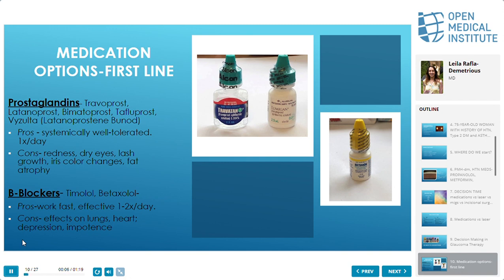So the prostaglandins, we all know them, the little green bottle: travoprost and latanoprost and bimatoprost, tafluprost and Vyzulta. So the pros of these are they're really well tolerated systemically, sometimes a little headache, sometimes GI upset, that's pretty rare. And they're only one time a day, so they're easy to take. The cons are mostly topical, but they're significant. They can cause really red, dry eyes. And lash growth, which most people don't complain about, but it can be notable if you have it only in one eye.